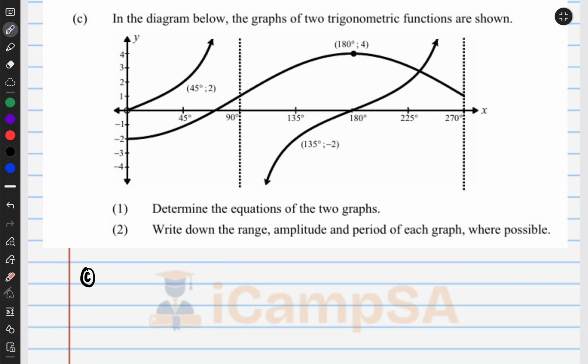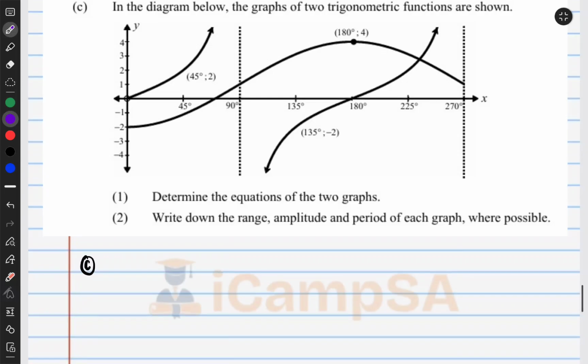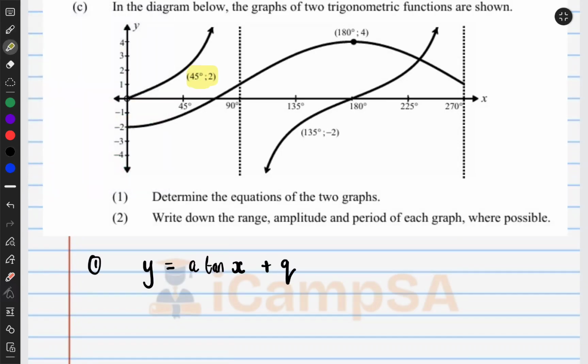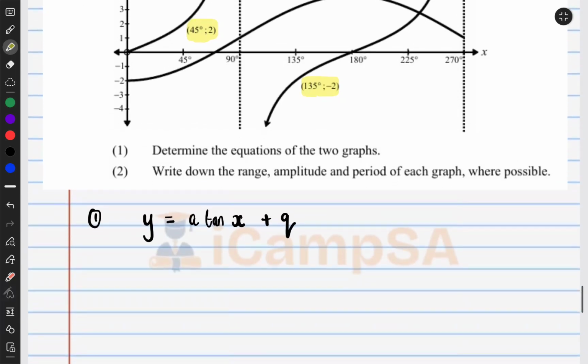What is the general formula for the tangent function? Let's start with the tangent function, number 1. What is the general formula, the one that we introduced earlier? The general formula for the tangent function is y is equal to a tan x plus q. Okay, and we have coordinates, which means we can solve for a and q. Let's go ahead and do that.